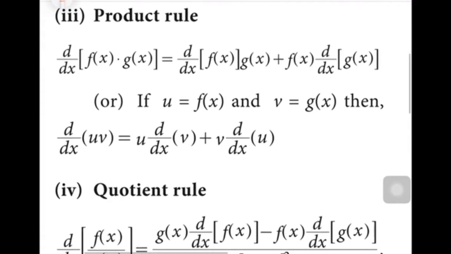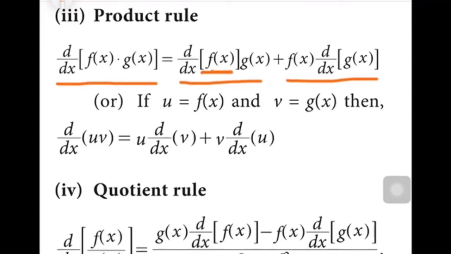So, it is very important: d by dx of f of x into g of x is equal to d by dx of f of x into g of x plus f of x into d by dx of g of x. Here f of x is getting differentiated, g of x remains the same, plus here f of x remains the same and g of x is getting differentiated.